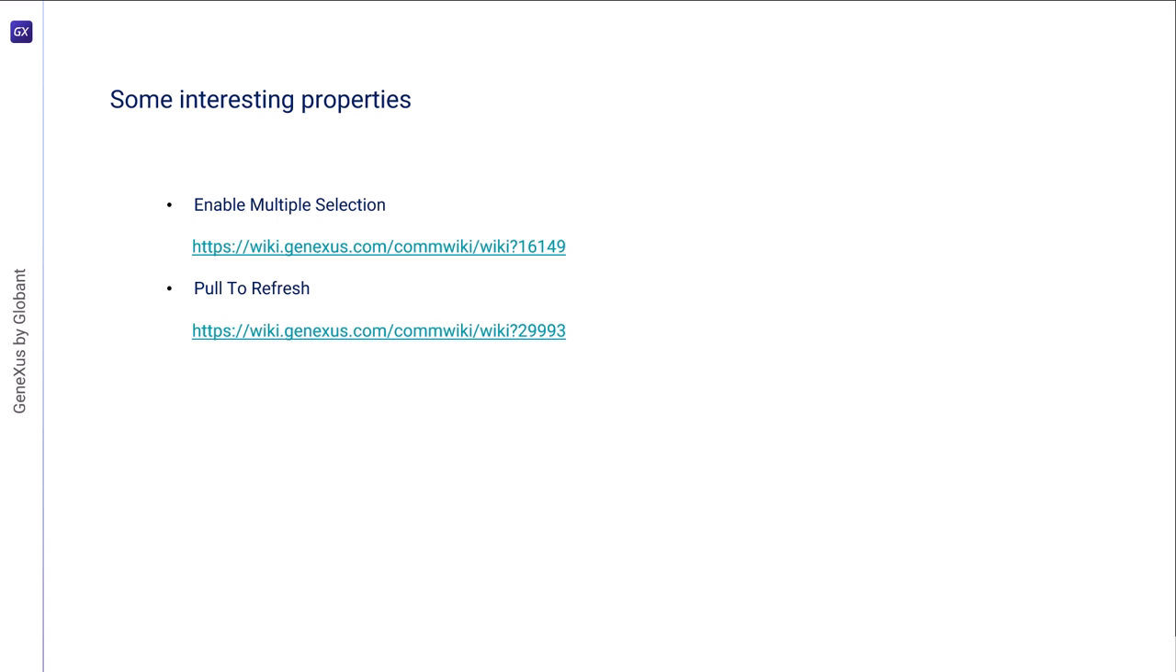Finally, it's worth mentioning that we can configure some interesting properties that will allow us to have more control over the data displayed in the grids. One of them is called Enable Multiple Selection, which allows a user to select multiple records of a grid to perform some action on them, scanning all the selected elements using the ForEachSelected line command. Another is called Pull to Refresh.